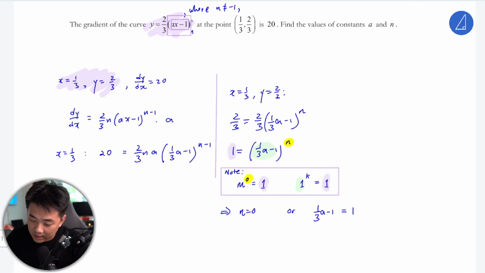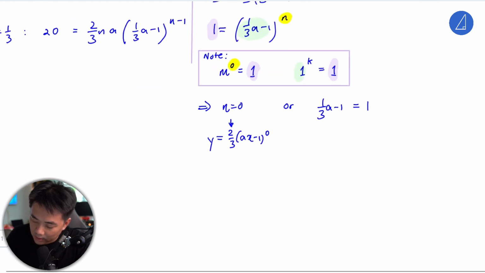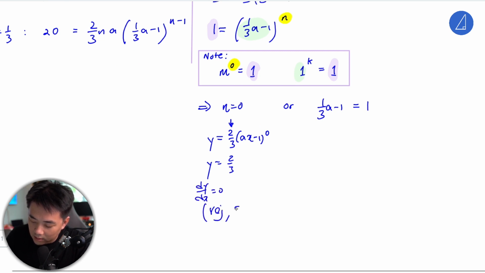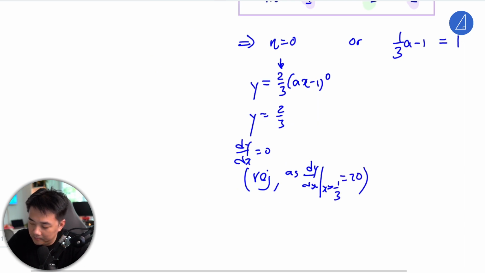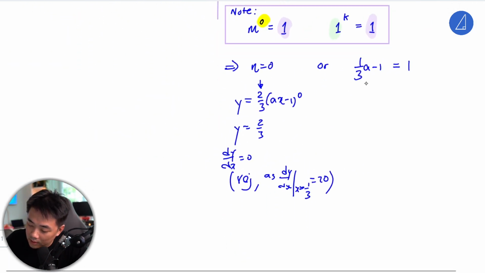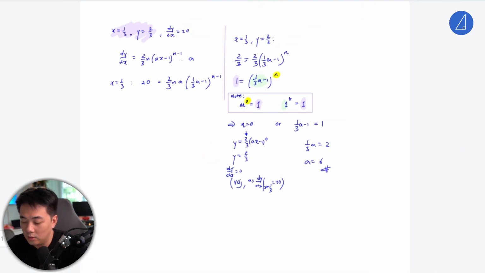So we need to ask ourselves whether we need to accept both or reject one of them. I think for this, when n is 0 here, the curve will just be y equals 2/3 (ax minus 1) to the power of 0, which means y equals 2/3, which means dy/dx is equal to 0, which we reject, as dy/dx at x equals 1/3 is equal to 20. So this is rejected, so we know that 1/3 a minus 1 equals 1, so 1/3 a equals 2, so a is equal to 6. Once a equals 6, we're done.